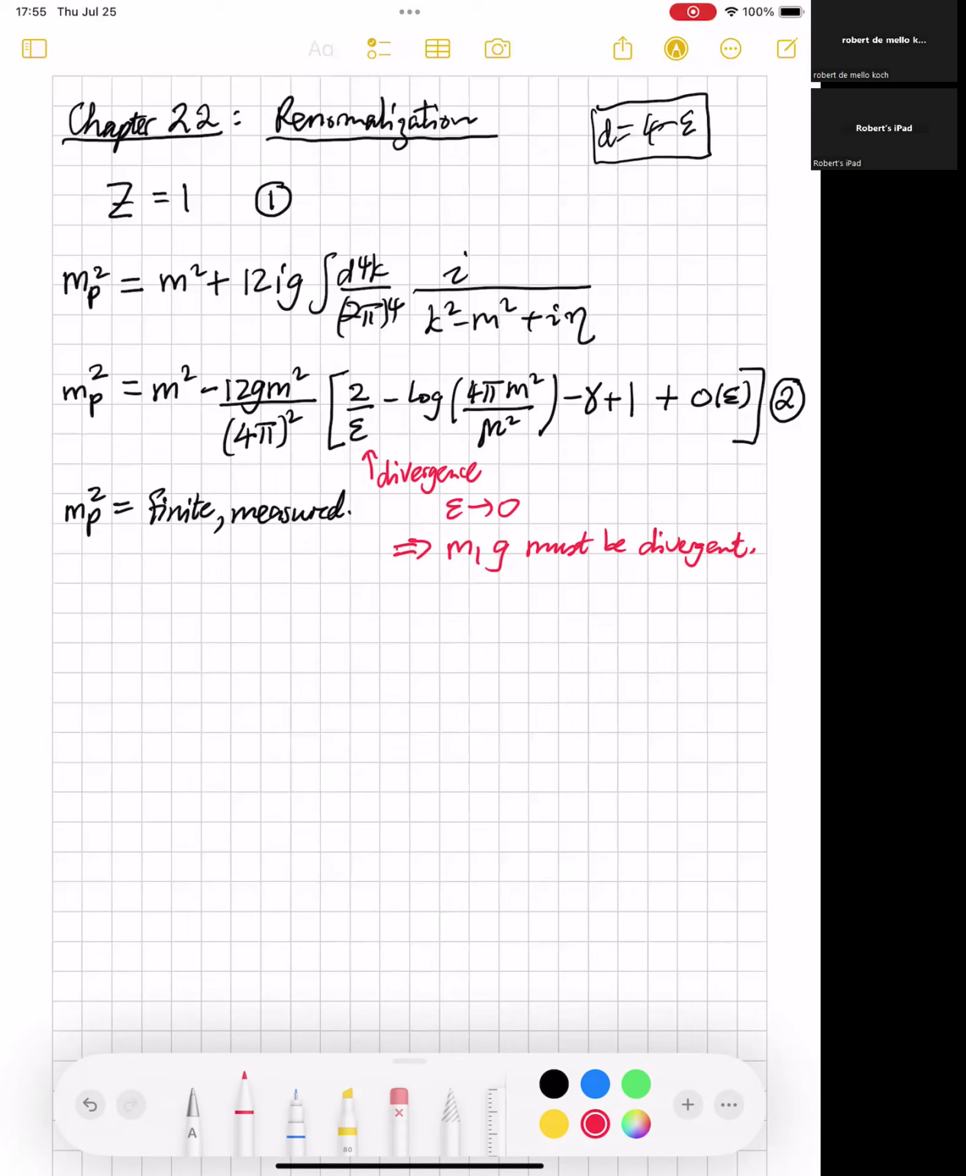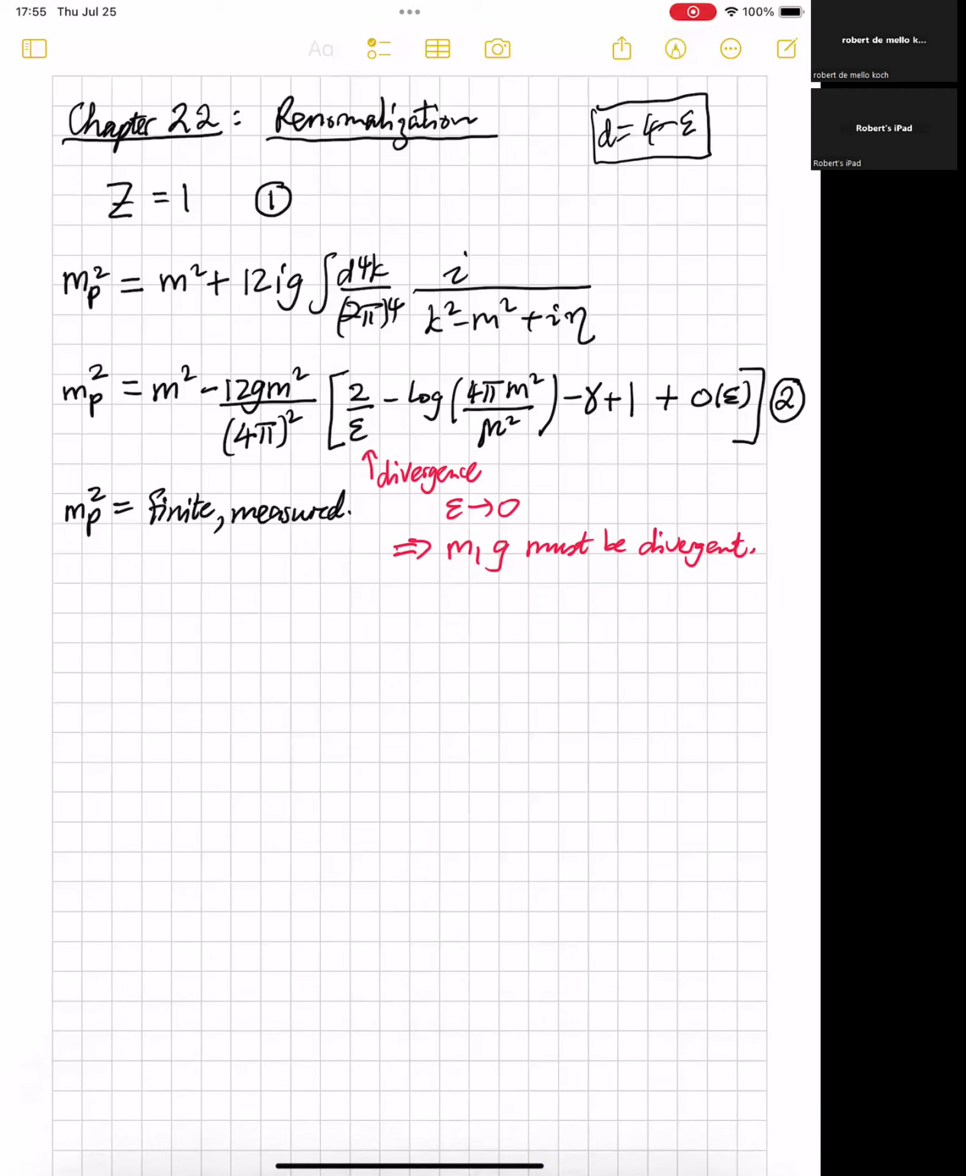Now, this is the point of view that would be taken by Feynman, Schwinger, and Tomonaga. I should tell you that Wilson had a different point of view, I think a more compelling one, and we'll be exploring that in the next chapter. But for now, let's stick with Feynman, Schwinger, and Tomonaga, and we would say that m and g must be divergent. Apart from the physical mass squared, we've also got the physical coupling, and this too must be finite and measured.